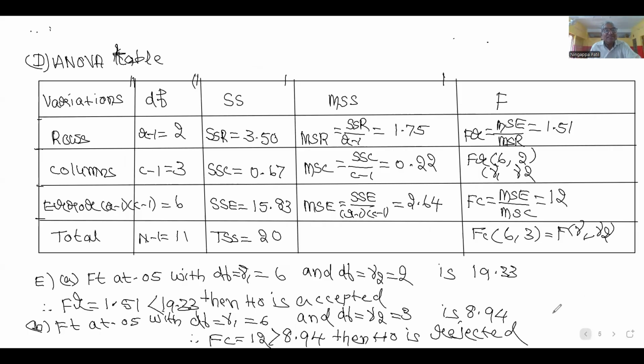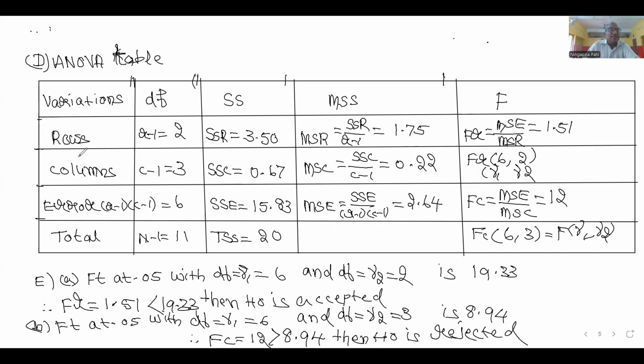My dear students, look here. Next, the ANOVA table you have to prepare. This table is very, very important. The examiner sees this table and your judgment written at the bottom, and gives full marks. Variations in the first column, degrees of freedom in the second column, SS, sum of squares, in the third column, MSS, mean sum of squares, in the fourth column, and F in the fifth column.